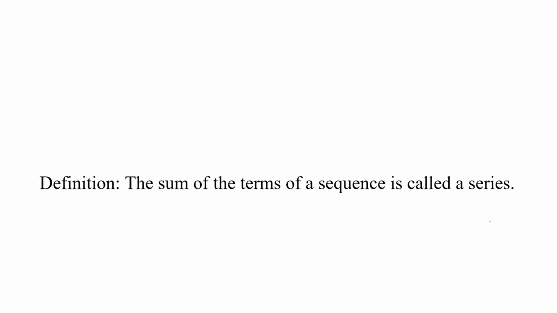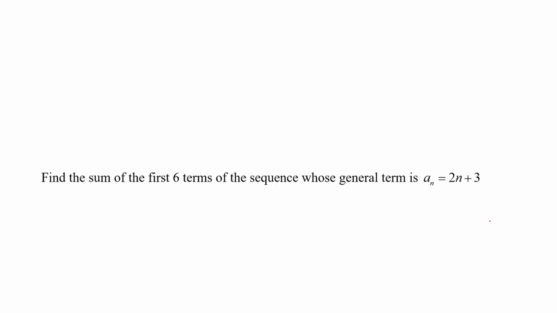So again, we need some more vocabulary. Definition: the sum of the terms of a sequence is called a series. So when we have a series, we're adding up the terms of a sequence. So find the sum of the first 6 terms of the sequence whose general term a sub n is 2n plus 3. So here we're going to take this sequence and make the series by adding up the first 6 terms.